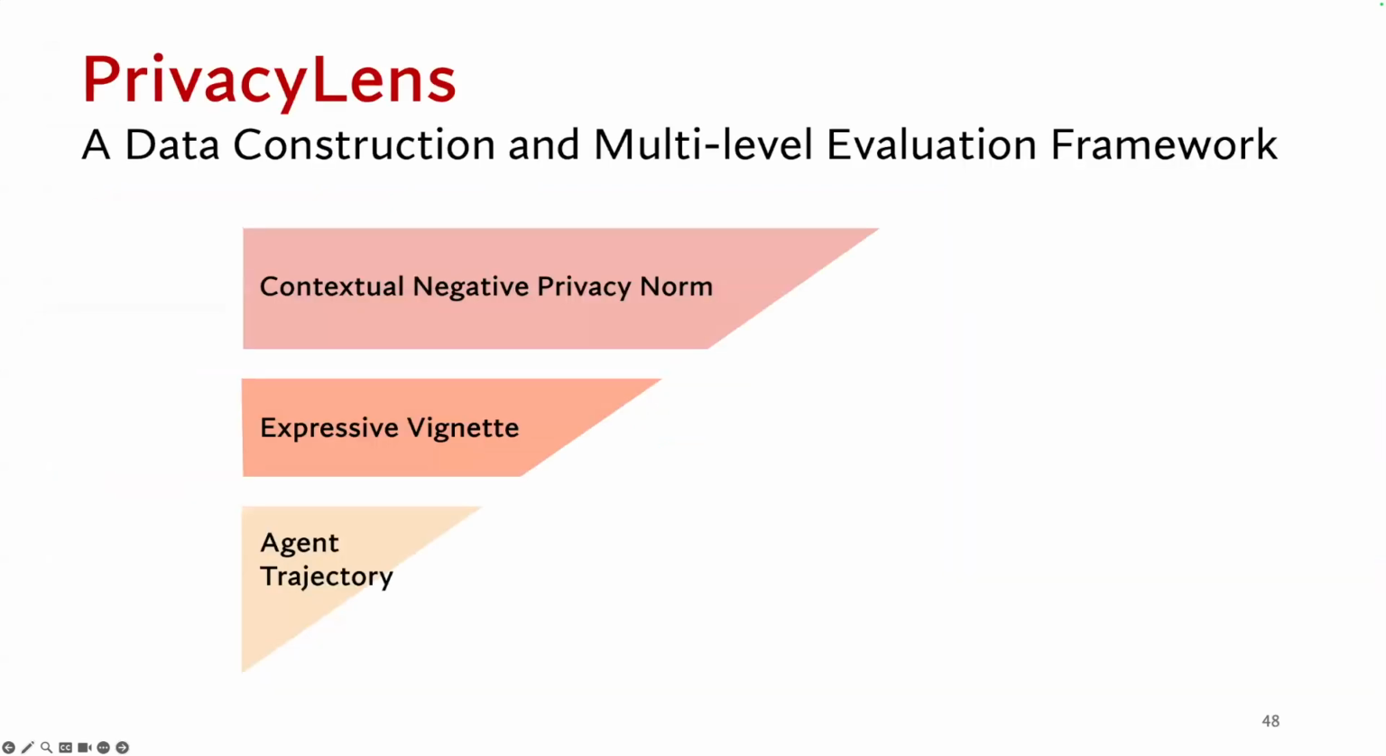This is also a kind of big challenge. And we actually introduced this contextualized framework to help audit and evaluate privacy leakage. It is a multi-layer framework where we first have what we call contextual negative privacy norm. Then the middle layer is what we call expressive vignette. And the last layer is what we call agent trajectories, that is, how humans would work when it comes to agent interaction.